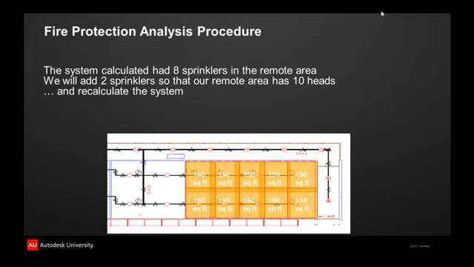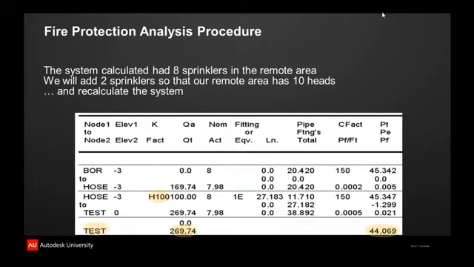And let me skip to the punchline here. This is the end of that calculation, where it shows the total required flow was 269.74 gallons per minute, and the total pressure was 44.069. If you remember from a slide or two ago, that was more flow and 62.81 pressure. And so adding 2 heads decreased the pressure and flow.